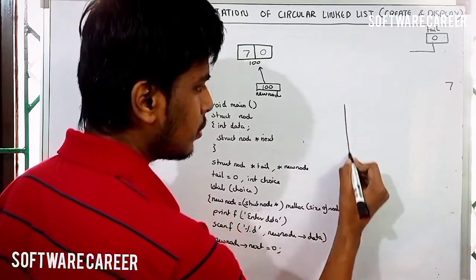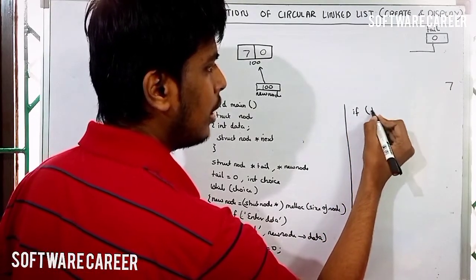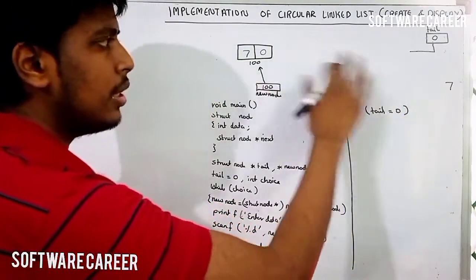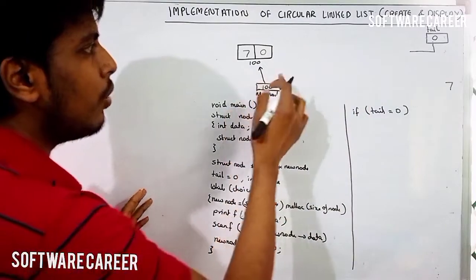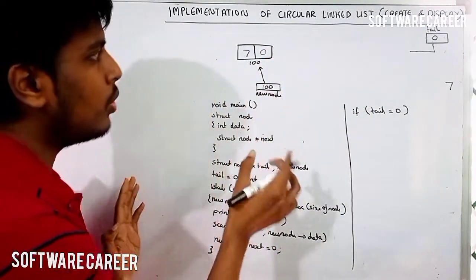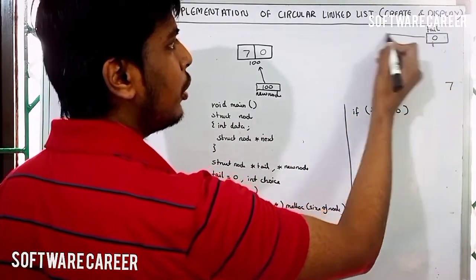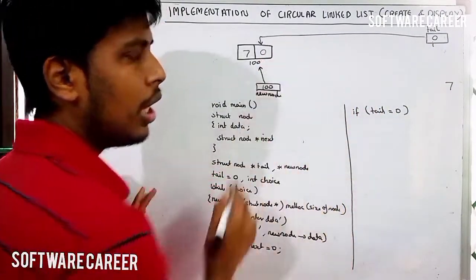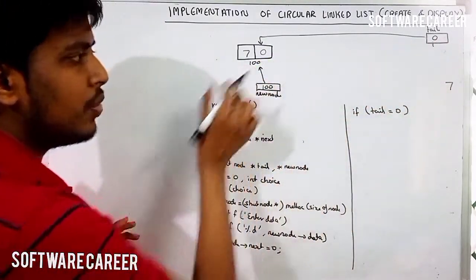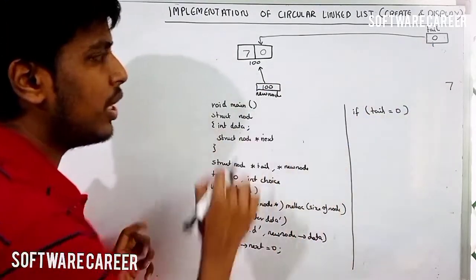See here, I am writing: if tail is 0, that is, when the linked list is empty, then I should fix this as the first node as well as the last node. Now how can I fix it? I should point this pointer towards this node. I should store in this tail pointer the address of this node. The address of this node is 100. I should store it here.